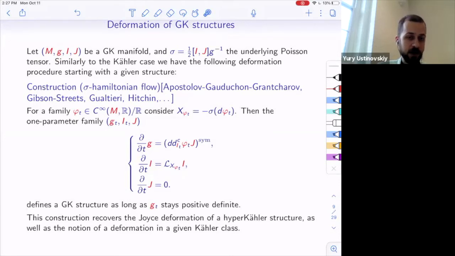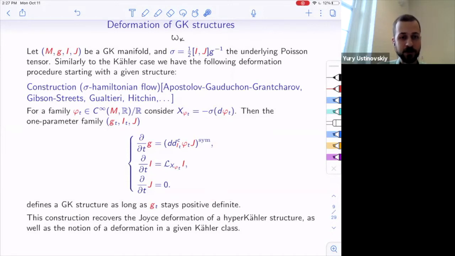Interestingly, this exactly recovers the Joyce deformation. If you start with a hyperKähler structure, this tensor sigma is actually what we saw before as omega K, the Kähler form associated with the third complex structure. And this is exactly what the Joyce deformation gives you if you write it down carefully.